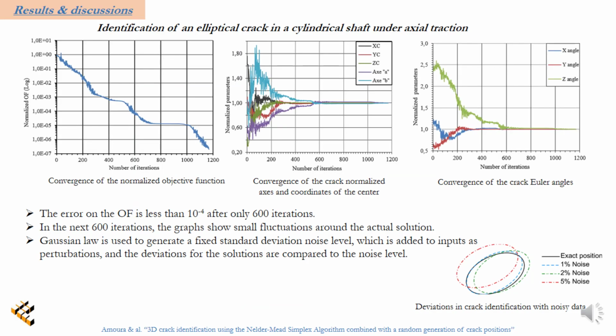The first treated example is about the identification of an elliptical crack in a cylindrical shaft under uniaxial traction. Convergence is carried out after 1200 iterations, with an error fixed to 10⁻⁵, but after the first 600 iterations, error was less than 10⁻⁴. To assess the stability of the method regarding measurement noise, a Gaussian law is used to generate a fixed standard deviation noise level, which is added to inputs as perturbations, and the deviations for the solutions are compared to the noise level.